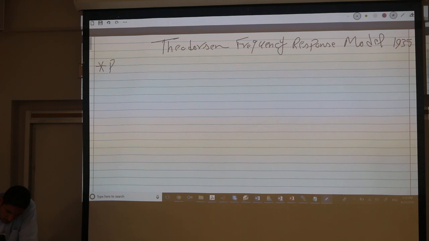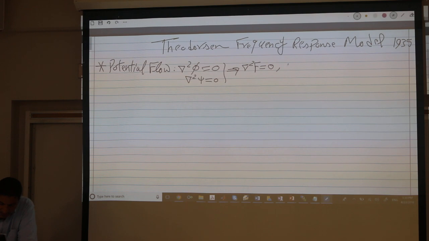So Theodorsen assumes potential flow. So we have Laplacian squared phi equals 0, Laplacian squared psi equals 0, which yield to Laplacian squared f equals 0, where f is phi plus i psi, right? Please, if you have any questions, stop me, okay? So we solve this equation.